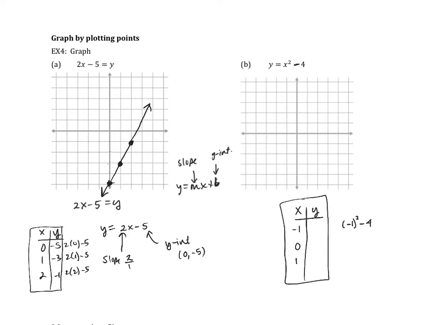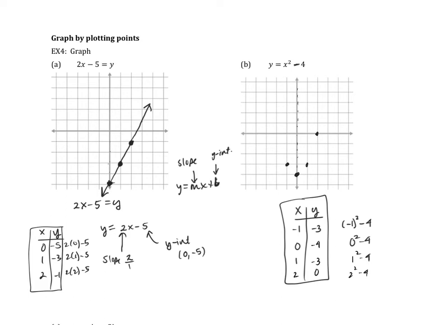So that would be negative 3. 0 squared minus 4, negative 4, and here we have 1 squared minus 4. That's negative 3 again. And then we can do another point. 2 squared, that would be 4 minus 4. So there's a y-intercept. And then we have a mirror image right through the vertex.